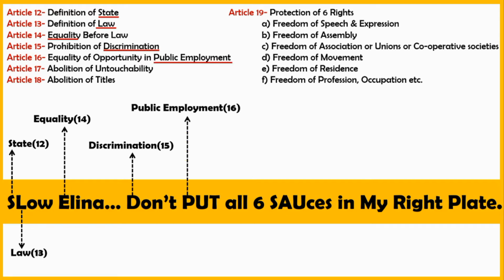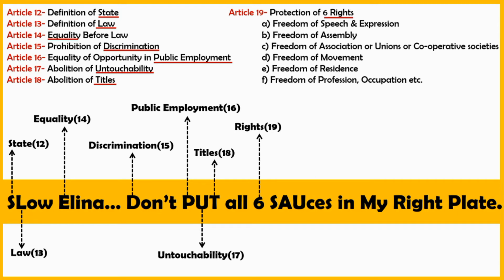P for public employment, that is equality of opportunity in public employment, Article 16. U for untouchability, that is abolition of untouchability, Article 17. T for titles, that is abolition of titles, Article 18. 6 stands for 6 different rights mentioned in Article 19. Now what are those rights?